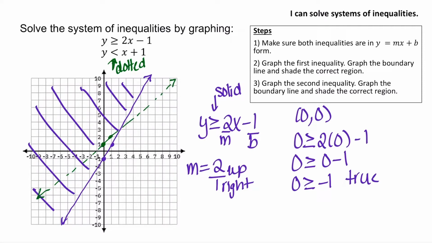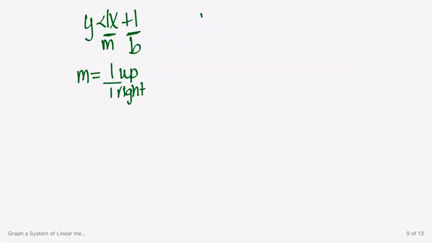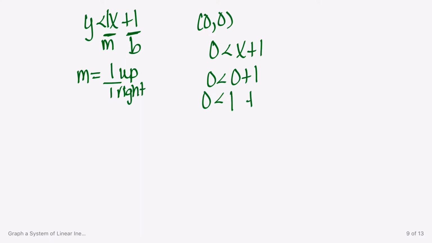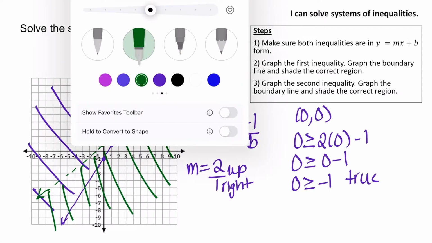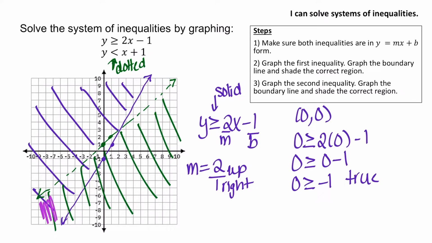And now, once again, I need to figure out the shaded region. So I'm going to use (0, 0) because it's not on my line. So I have 0 is less than x plus 1, which gives me 0 is less than 0 plus 1. So I have 0 is less than 1, which is also true. So I'm going to shade towards (0, 0). When I shade towards (0, 0), you can see there's an area where I have both purple shading and green shading. So that is this region right here, this triangular shaped region, is my overlapping area. And so that is where the solution to my system is. So that's why I'm going to shade this in more darkly, because that is the solution to my system of inequalities.